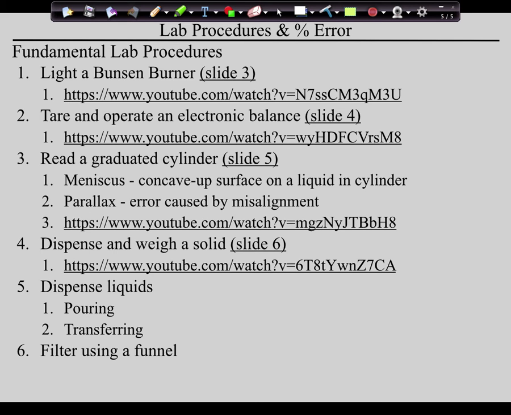Then, guys, the last thing we need to talk about, we're done with videos now. We need to talk about how to use a funnel and a filter. Guys, you are going to be needing to filter in lab on Wednesday. Here's how you do it. So this is the funnel that you have in your drawer, and this is a piece of filter paper. What you're going to do is put the filter paper in the funnel, pour a mixture through it, and separate it using the filter.